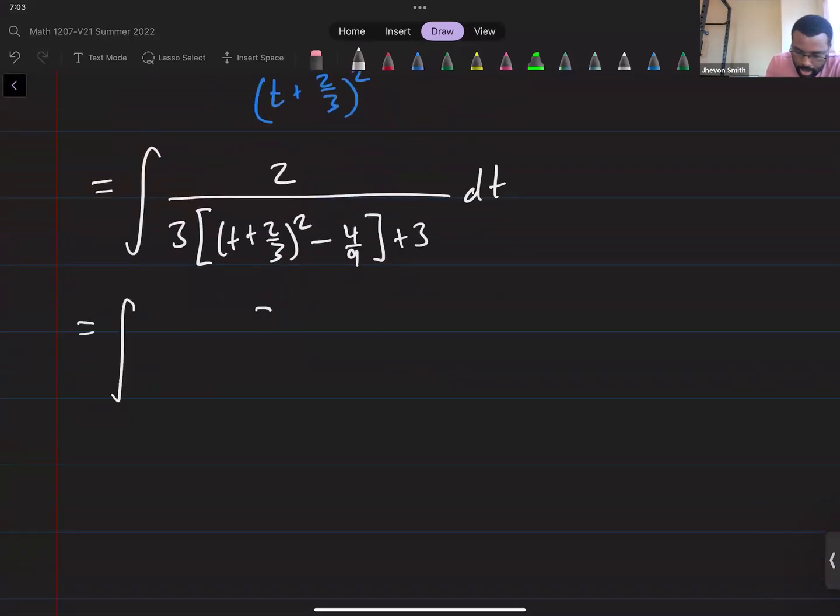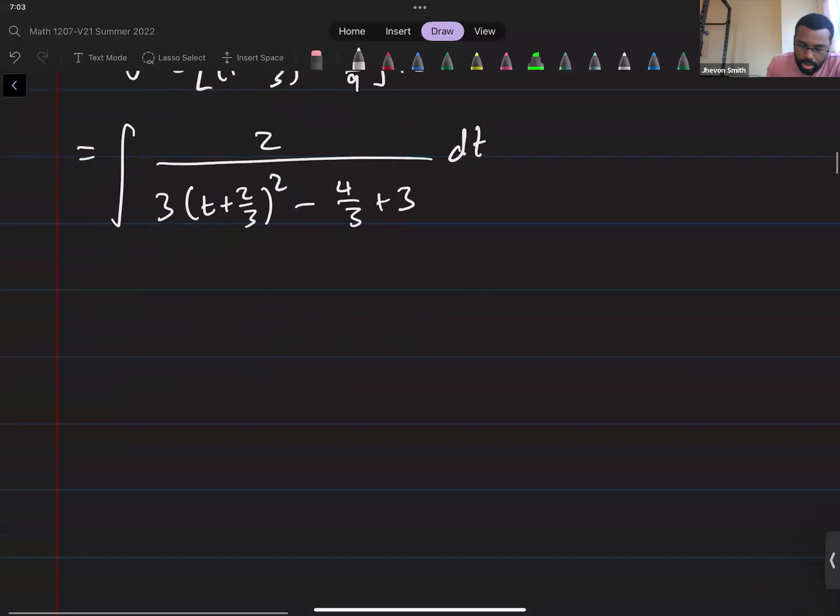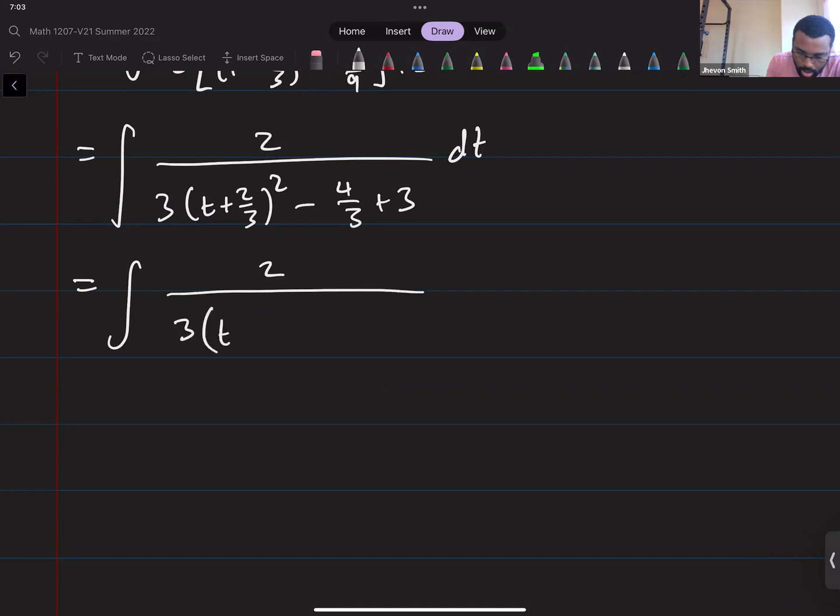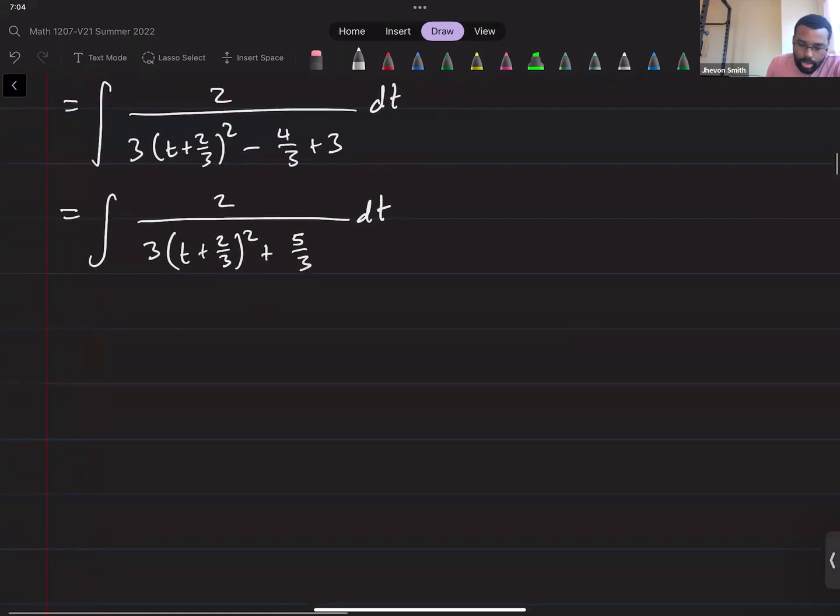And let's actually expand this out. Minus 4/3 plus 3. Now 3, I can think of that as 9/3, and then I'm subtracting 4/3, so that's just 5/3. Okay, now what I can do is, remember, I want this to look like something that I can use a trig sub on, because none of my other methods are going to work.